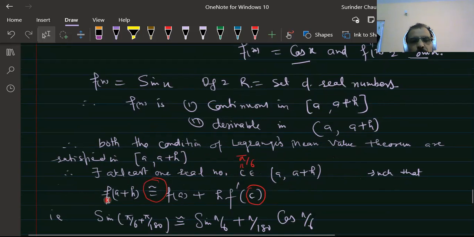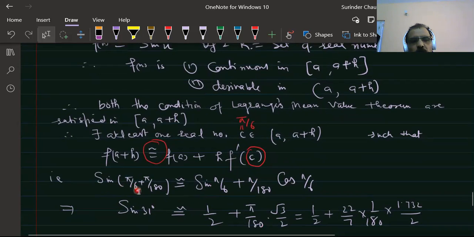Such that f of a plus h is approximately equal to f of a plus h into f dash c. You see, it's very close. This pi by 6 and pi by 6 plus a small value. So, not to calculate the exact value, we have simply substituted the reference value, approximately equal, because we want to find the value of sine 31. So approximately c is taken here.